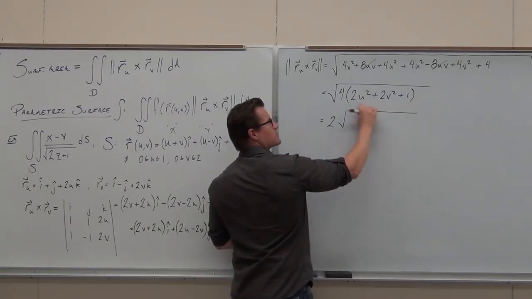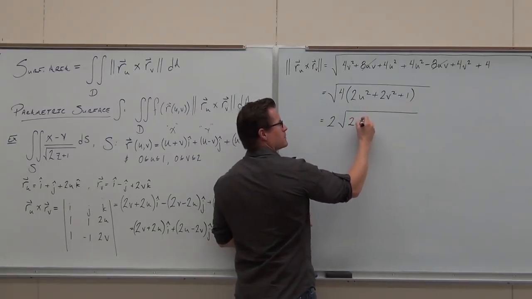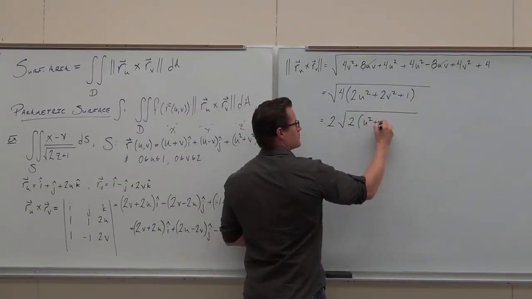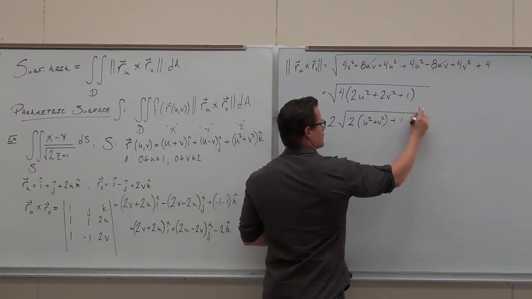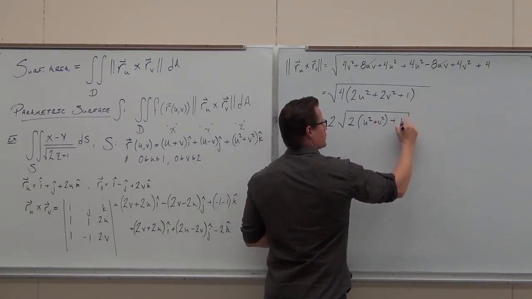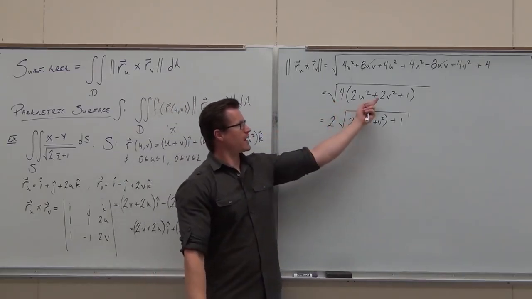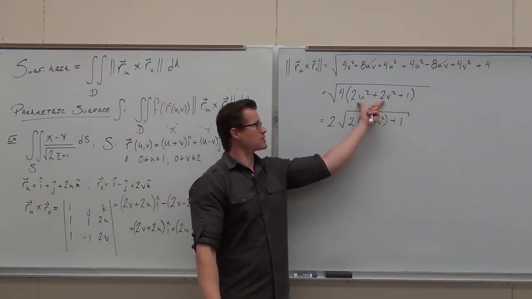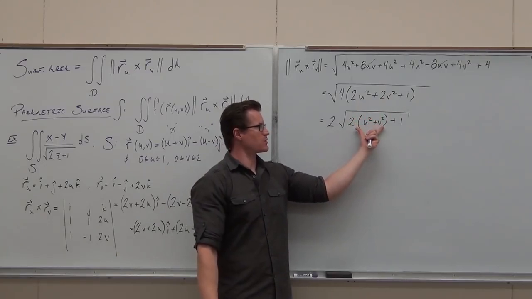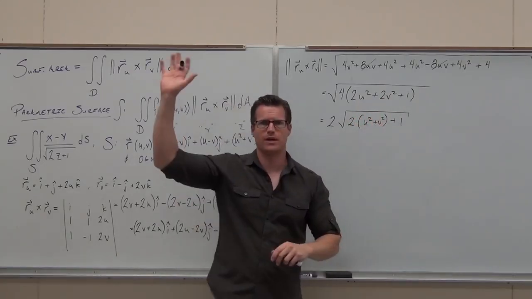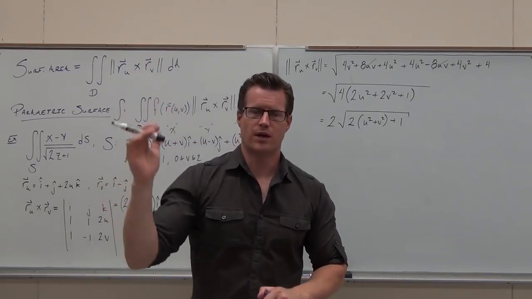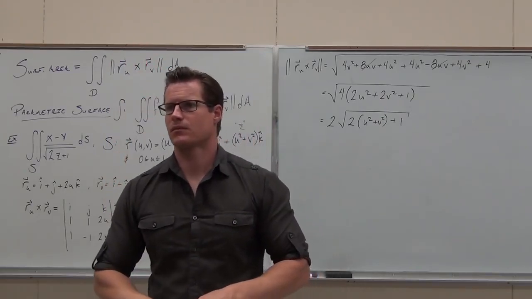I'm also going to factor this. You'll see why in a second. Make it just a little more concise. So the square root of 4 is 2. Factor 2 out of this, but not that one. So we have this 2 times the quantity u squared plus v squared, and then plus 1. So we could follow the algebra on that one. What now?